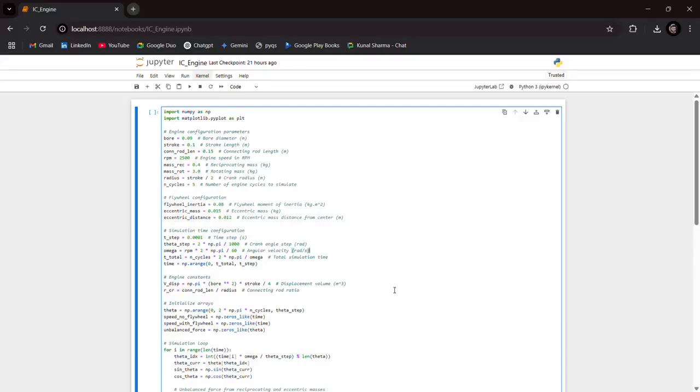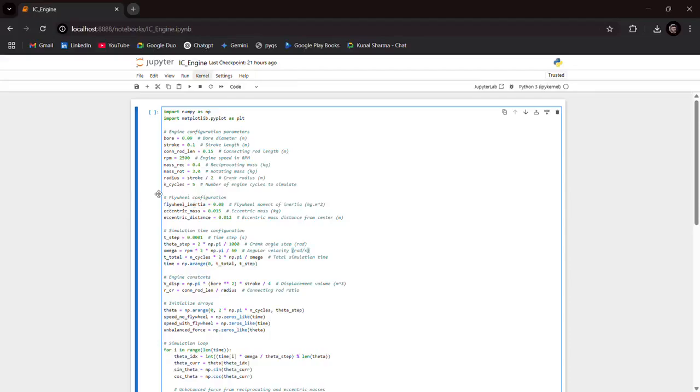So moving forward with the code that we used for this IC engine simulation. I have written this code in the Jupyter notebook, using Python and MATLAB to plot our graphs. Firstly, we will put the engine configuration parameters, that is the bore diameter, stroke length, connecting rod length, the engine speed in RPM, reciprocating mass, rotating mass, the crank radius, and the number of engine cycles to simulate.